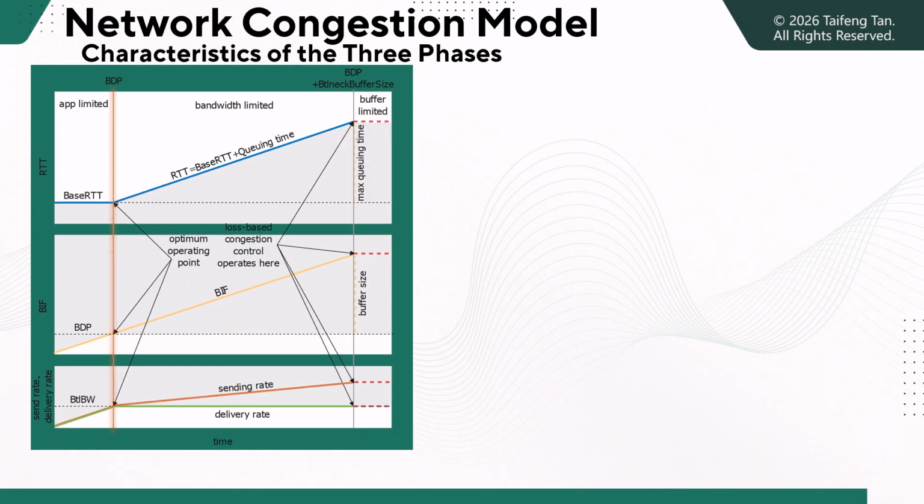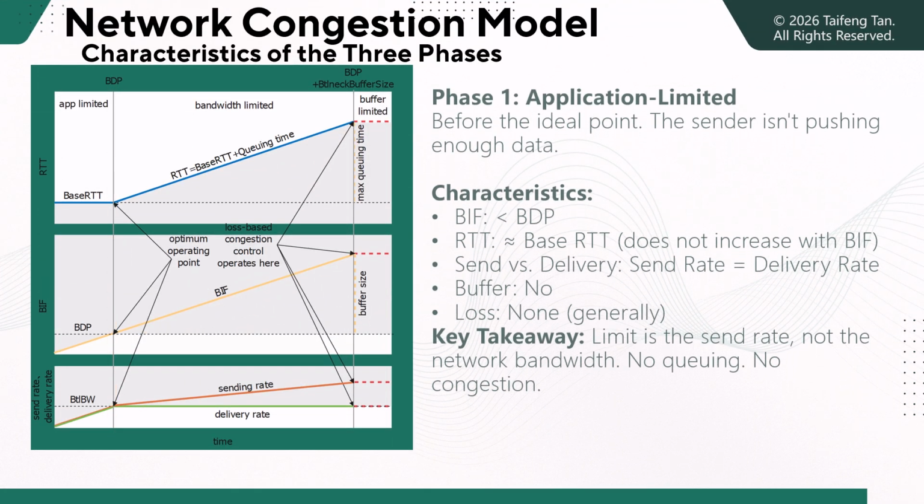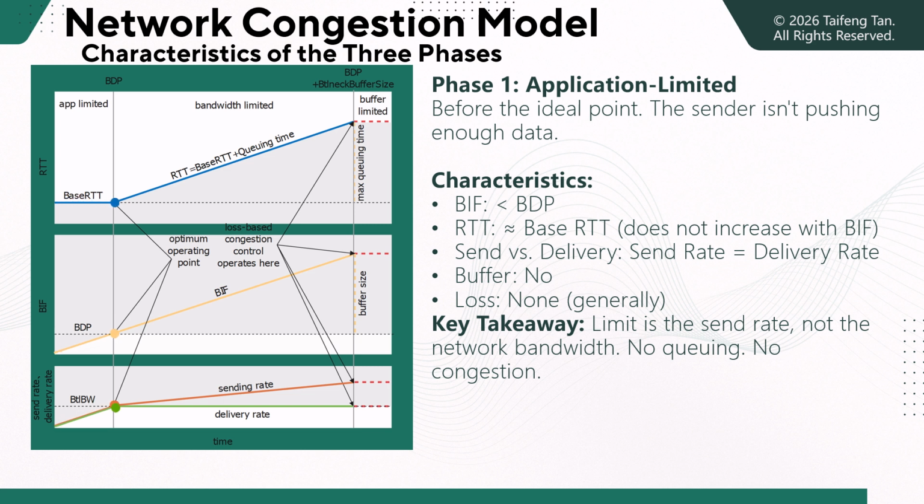Before this ideal point, the network is in the application limited phase. Its characteristics are clear. Bytes in flight is less than BDP. RTT is at its base value and stays there, even if bytes in flight changes. Send rate equals delivery rate, which is less than the available bandwidth. The throughput limit is the send rate, not the network. No loss, no queuing, no congestion.